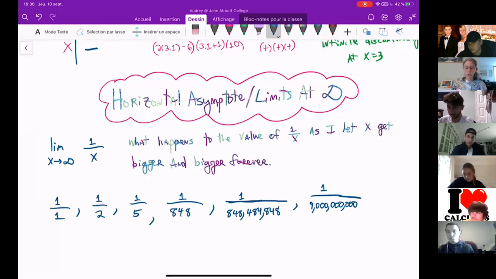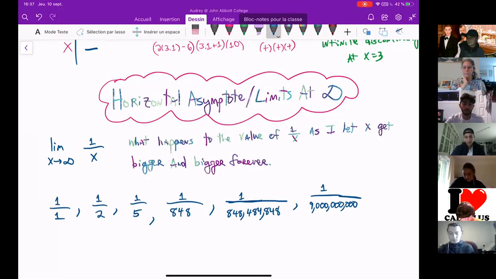Yeah. So as I let the bottom get bigger and bigger and bigger, what's happening to the value? Getting smaller. And is it going to keep getting smaller forever as I let that bottom get bigger? Yep. What's it going to get closer and closer and closer to? 0. So as the denominator gets bigger and bigger and bigger, the value gets smaller and smaller and closer to 0.